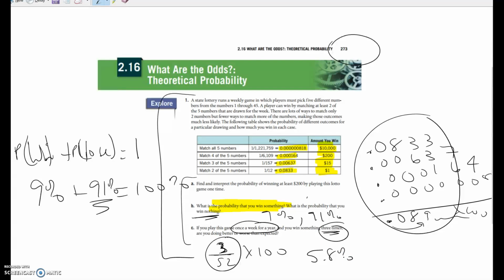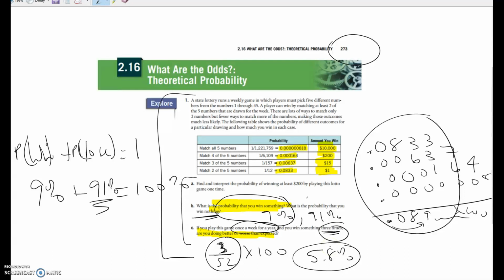Okay. And then the second part of that is saying, are you doing better or worse than expected? Well, if you look at what's expected, we figured out that we would win something about 9%. And it looks like we're only winning about 6% of the time. So we're actually doing a little bit worse than expected.